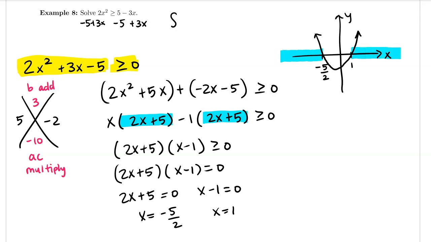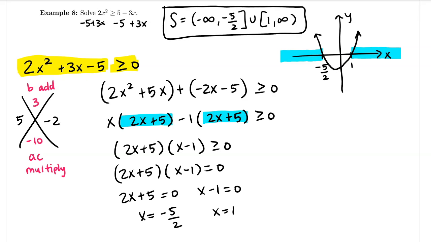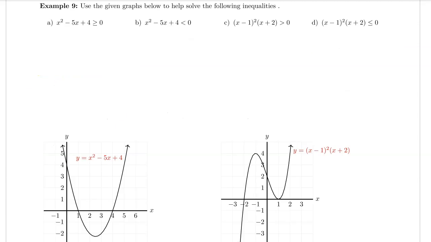So my solution set is going to be negative infinity to negative 5 halves, and we would put a bracket on negative 5 halves, union bracket 1 to infinity. And there's our final answer. Example 9 says use the given graphs below to help solve the following inequalities. Part A wants us to find when x squared minus 5x plus 4 is greater than or equal to 0.